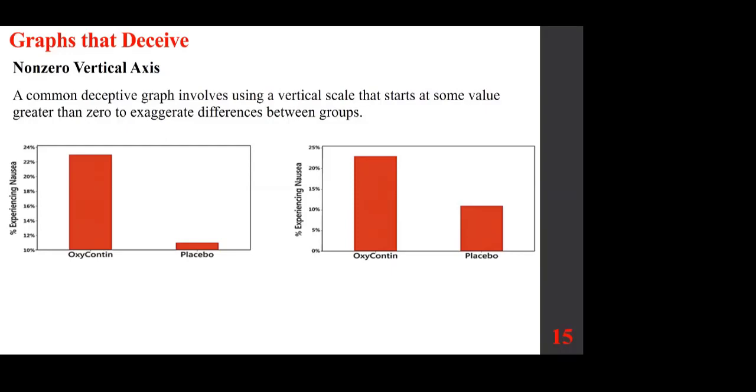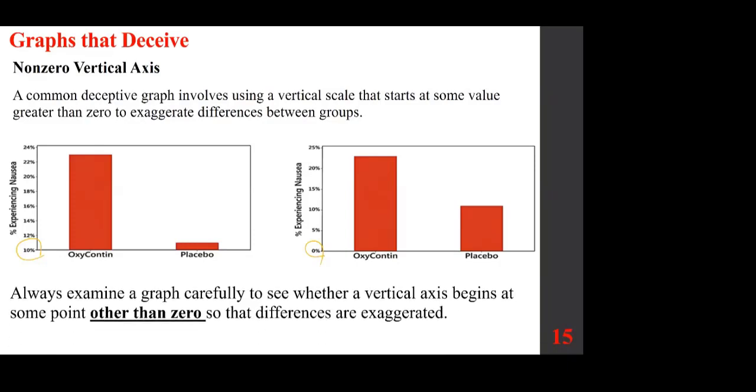Take a look at the change, 10%, which is wrong, versus 0%. When you look at the 10%, it appears that the placebo has basically no effect. So it is extremely important to be careful. Always examine a graph carefully to see whether a vertical axis begins at some point other than 0.